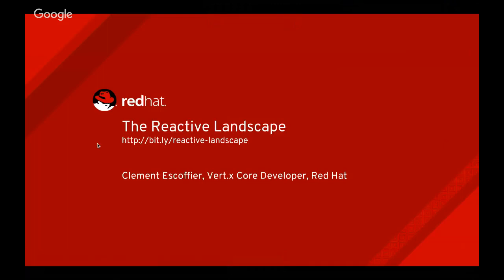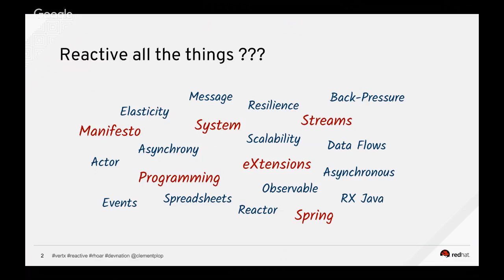I'm working in the Vert.x team at Red Hat, and today in this session, I'm going to explain what reactive means, because today you have a lot of reactive things, and if you Google about reactive, you will find things about Manifesto, Reactive System, Reactive Streams, Reactive Extension, Reactive Programming, Reactive Spring, and if you dig a little bit deeper, you will find that reactive is often associated with many different concepts, such as back pressure or events or elasticity and even spreadsheets. But seriously, what does reactive mean?